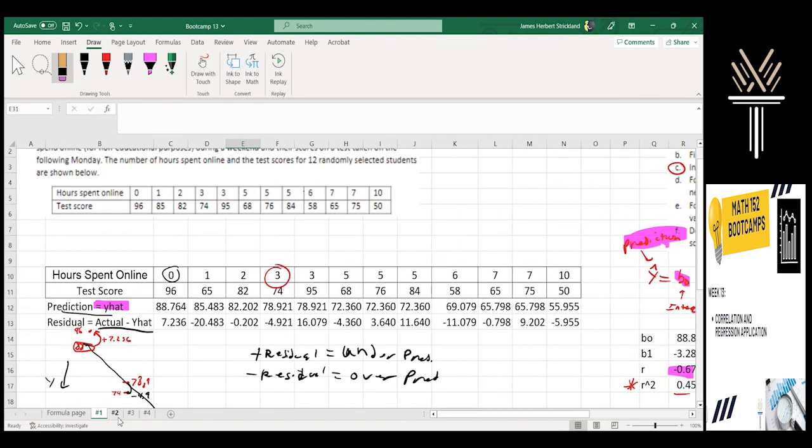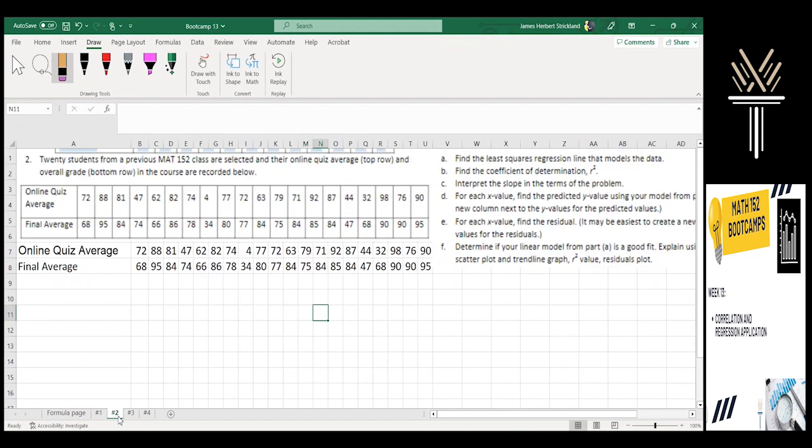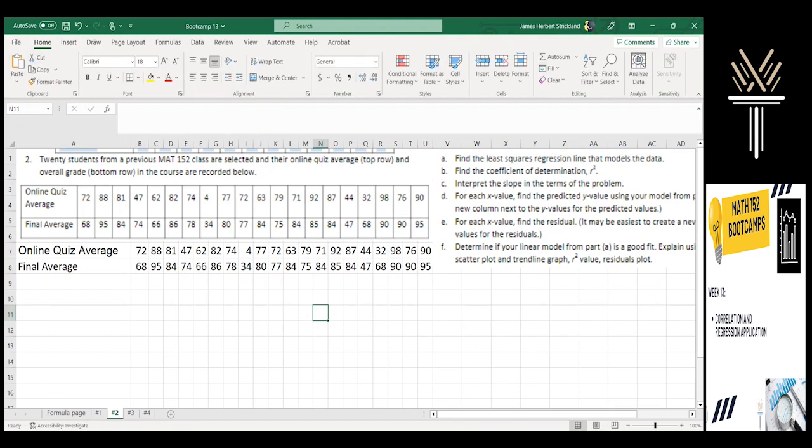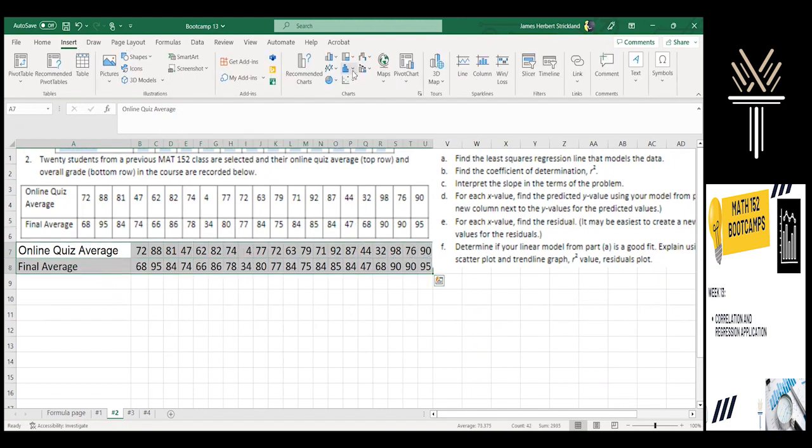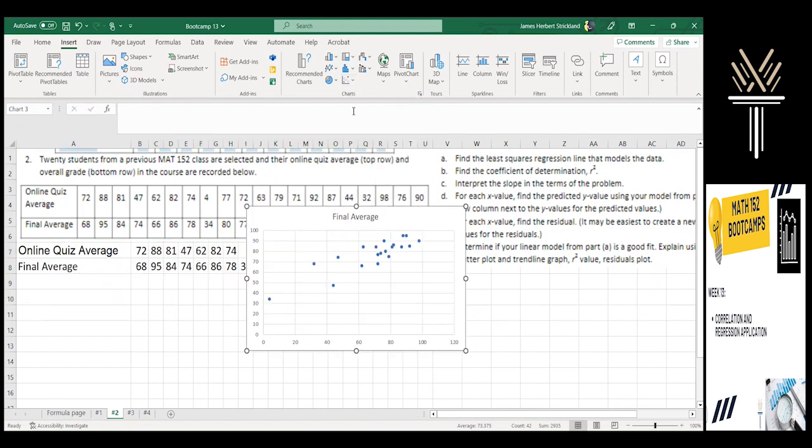All right, let's move on. Same thing now, but I'm going to go a little faster. And this time I'm going to get the least squares regression model using the scatter plot method. So I'm just going to highlight all my data and go insert, scatter plot.